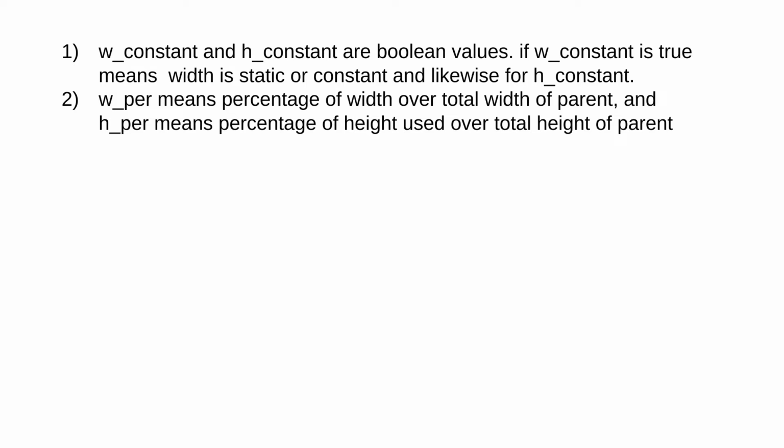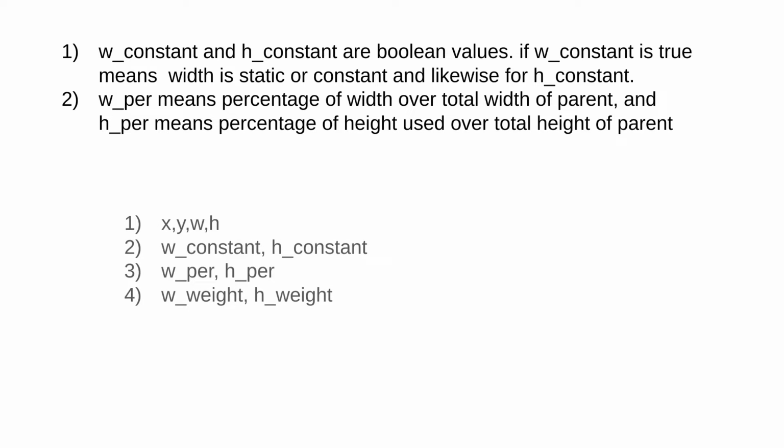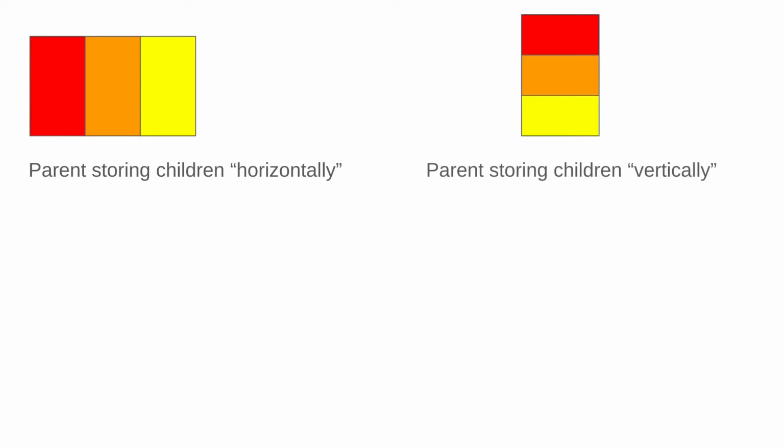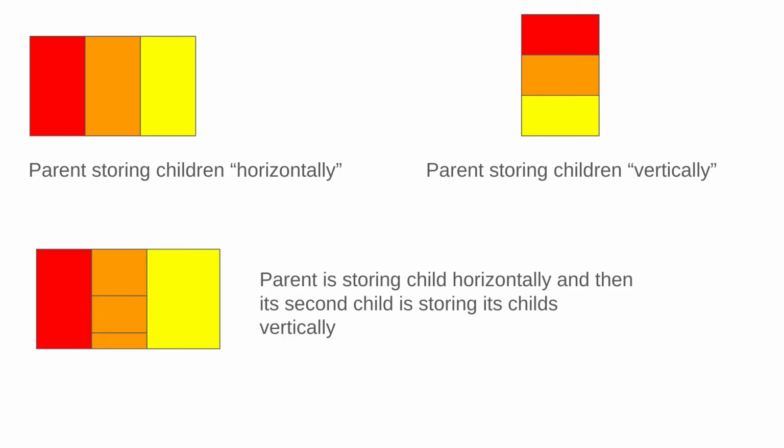W per means the percentage of width covered by the child over the total width covered by the parent. Likewise, H per means the percentage of height covered by the child over the total height covered by the parent. These are the 4 variables that need to be remembered. Note that a window container UI will always have a static width and height. The container UI holds children either in horizontal or in vertical direction or in both. These images show a parent storing children horizontally or vertically, which can further be expanded to make a mixed layout.